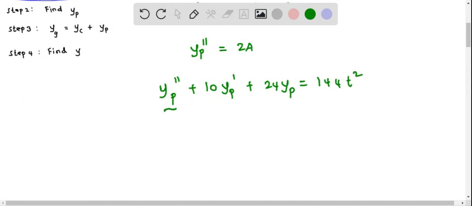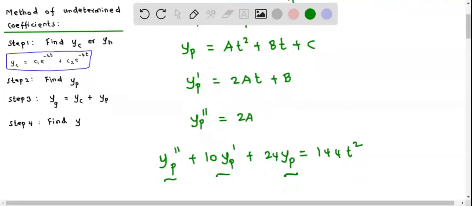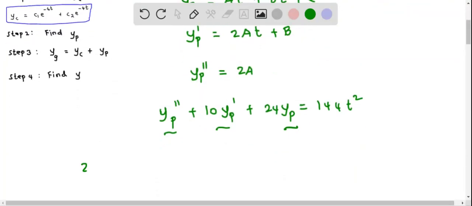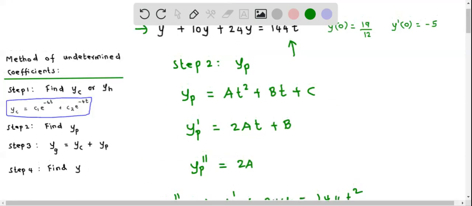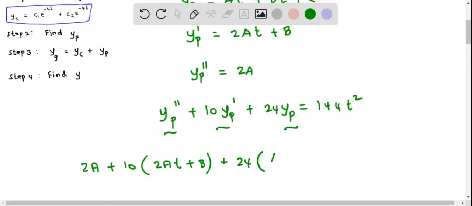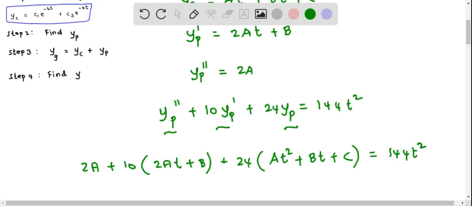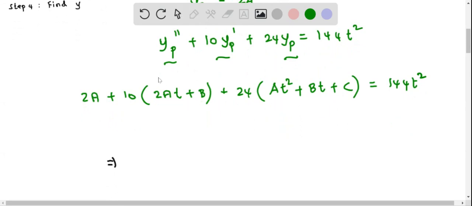Now I'm going to substitute for yp double prime, yp prime, and yp, which we have found earlier. So yp double prime is 2a, so I put 2a plus 10 times yp prime, which is 2at plus b, plus 24 times yp. Yp is at squared plus bt plus c. So I write at squared plus bt plus c, and this equals, on the right side, 144t squared.